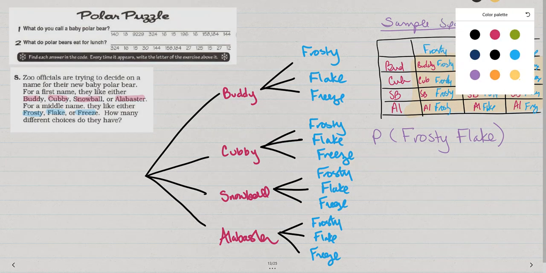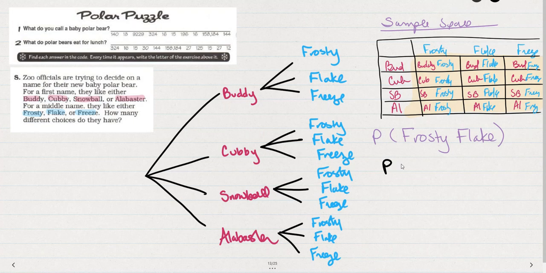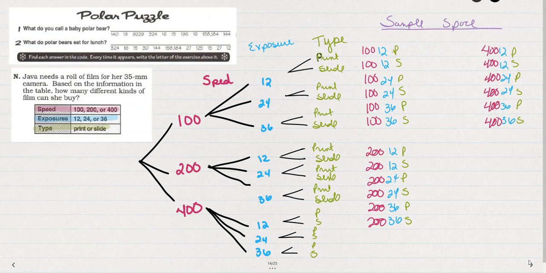Frosty is a first name, Flake is a second name. This is almost a trick question, isn't it? The probability is going to be 0. It's impossible unless we have someone who breaks the naming rule and they don't choose a first name from this pink list, Buddy, Cubby, Snowball, Alabaster, and they don't choose the second name from the blue list. There's no combination of Frosty together with Flake, though I think that's the best name, if you ask me. But that's a whole different story, right? Let's look at the next question, letter N.